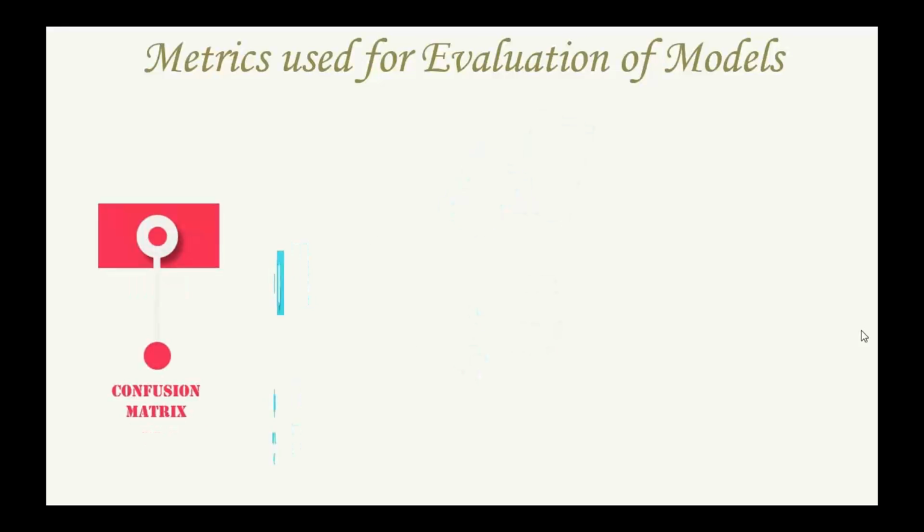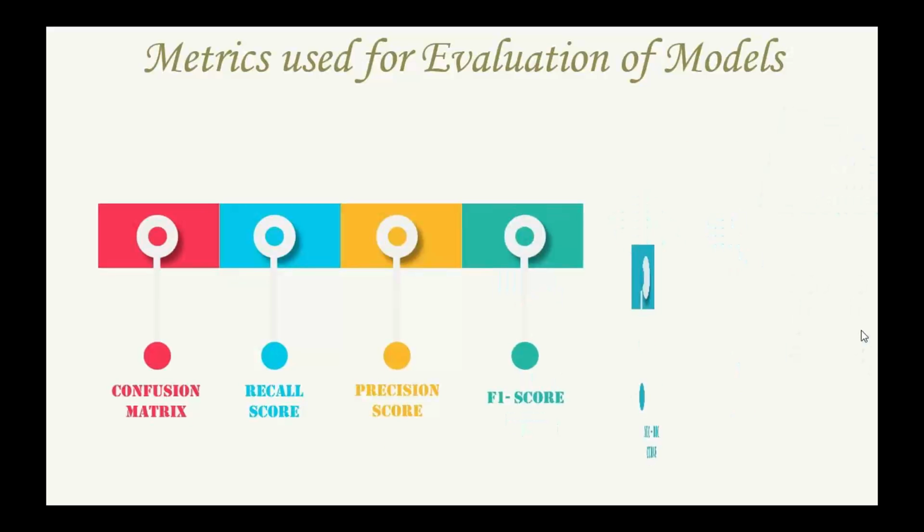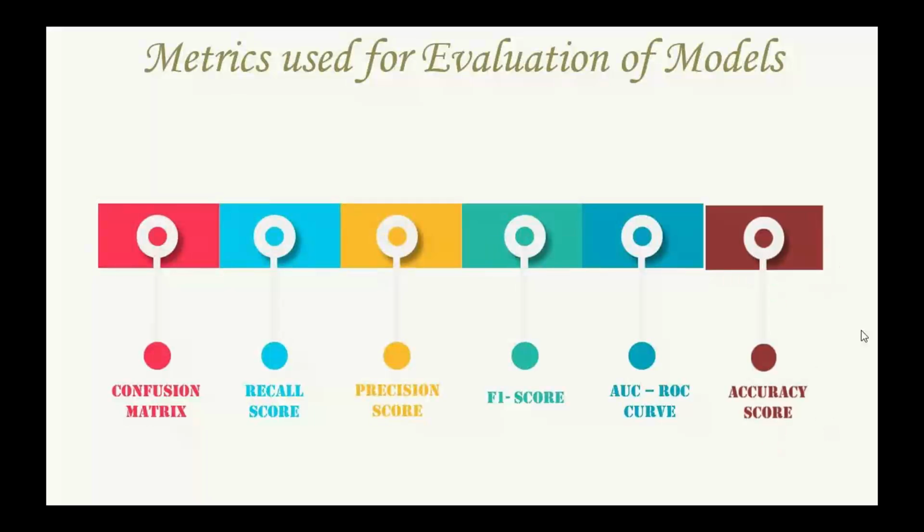Now we need a few metrics to evaluate how well the model is able to perform on a test data set. So we have decided to use the confusion matrix, and recall score, where recall score is the accuracy of individual classes. Precision score shows how relevant the results are, or how well you have predicted. Then we have F1 score, which is the harmonic mean of recall and precision score. Then we have the AUC ROC curve, and then the final overall accuracy of the model.